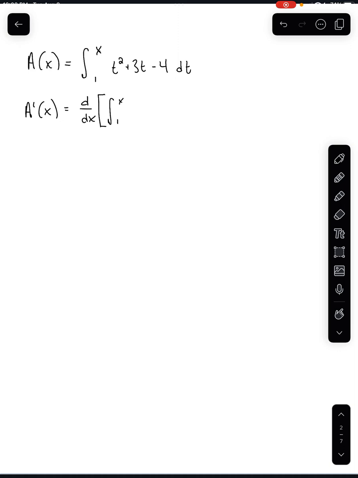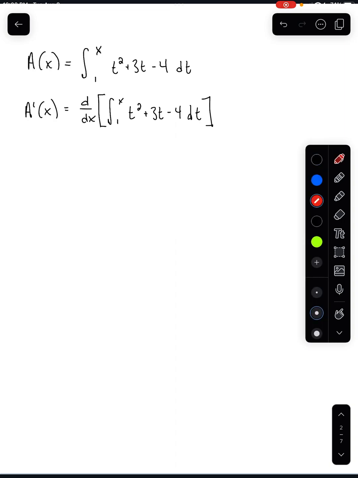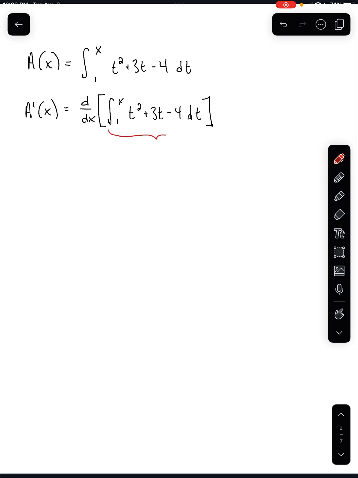Now, how does this first part of the fundamental theorem of calculus work? Well, we might be given a function such as a of x is equal to the integral from, say, 1 to x of t squared plus 3t minus 4 dt. Now, the idea is to find a prime, which means we would have to do the derivative with respect to x of this integral from 1 to x of t squared plus 3t minus 4 dt. Now, I suppose what we could do here is we could evaluate this using a Riemann sum.